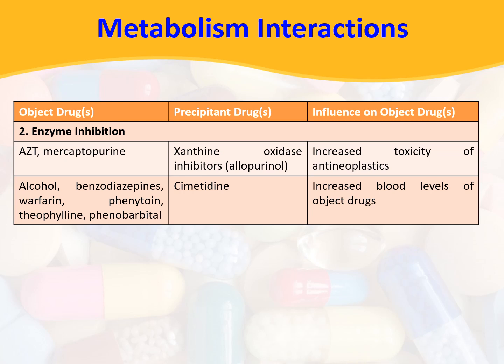Next example is alcohol, benzodiazepines, warfarin, phenytoin, theophylline and phenobarbital. Whenever they are taken along with cimetidine, it leads to increased blood levels of those object drugs. Whenever cimetidine is taken along with alcohol, benzodiazepine, warfarin, phenytoin, theophylline and phenobarbital, the blood levels of these drugs are increased.